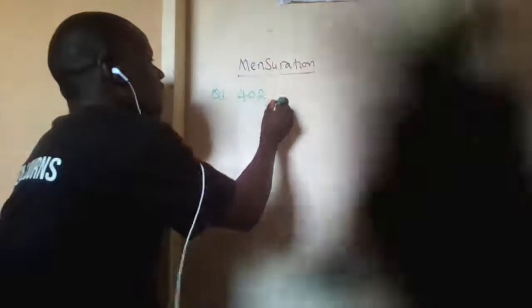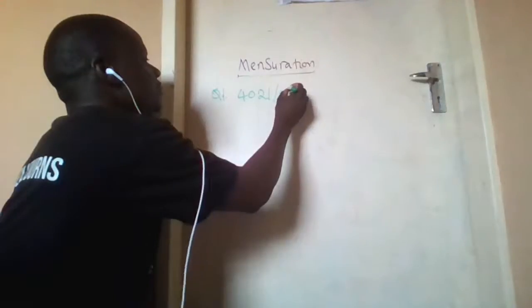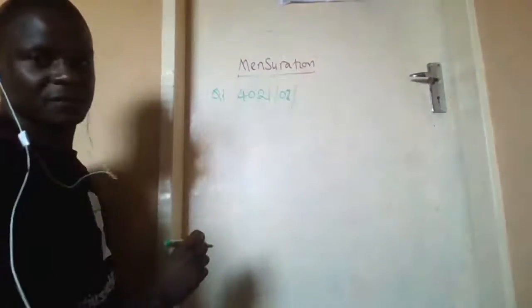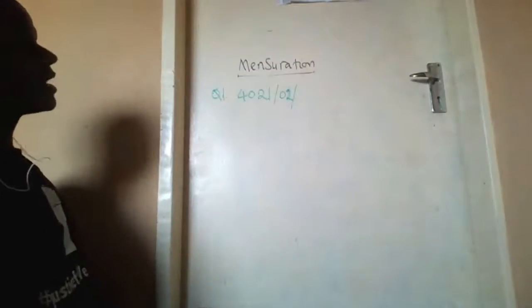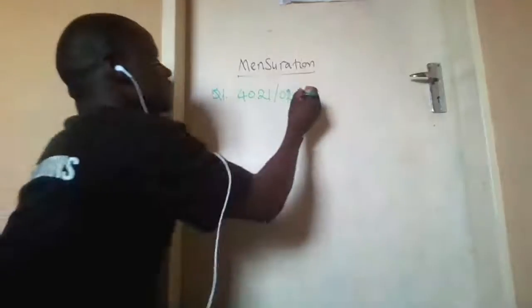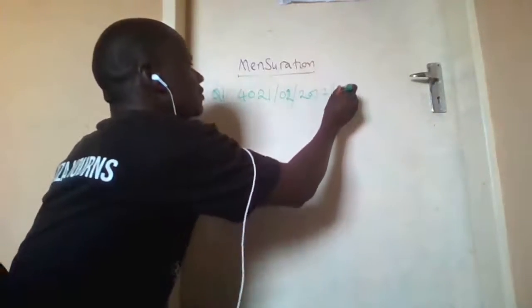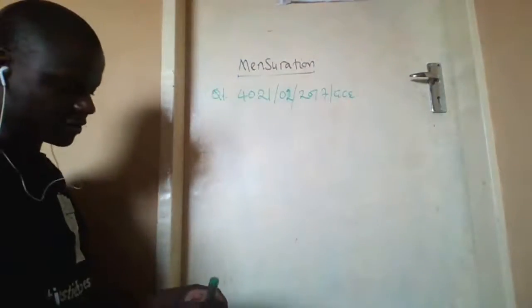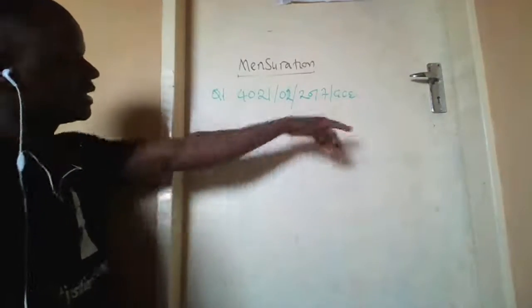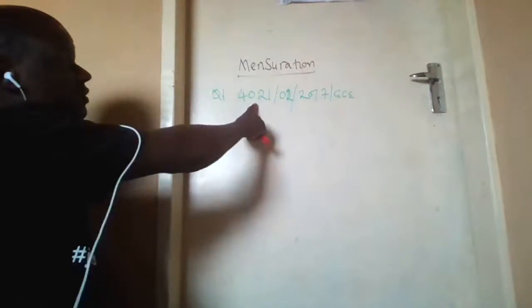Then I'll put stroke 1. Why? Because this is paper 2. If it's not clear, I can rewrite it. So this is 4021, stroke 2, stroke 2017, which is when it came, then GCE. That's most of the times how I write questions. I'll just link you to the question. So that is 4021, the math subject code, paper 2, 2017, and that is GCE.